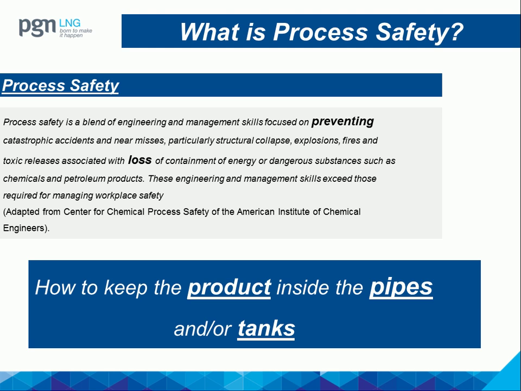Maybe we can start with what is process safety. So process safety basically is engineering and management skills focusing on how to prevent catastrophic accidents or near misses that are associated with loss of containment of energy or dangerous substances, in this case like chemicals and or petroleum products, and these engineering and management skills exceed those required for managing workplace safety.